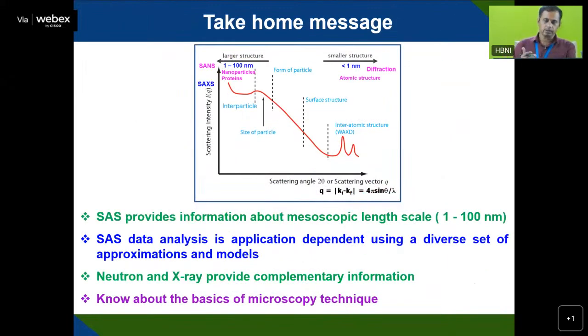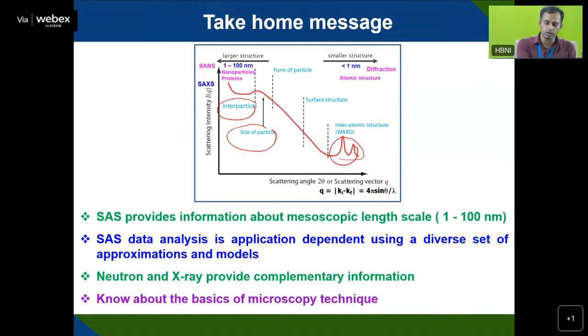In today's lecture, we covered small angle scattering techniques like small angle neutron scattering and small angle X-ray scattering. For nanoparticles and proteins, we can get the size, the interparticle interaction, and the size of the particle from small angle X-ray or neutron scattering. In wide angle X-ray scattering, as I told, you can get the lattice parameter and the crystal structure information.